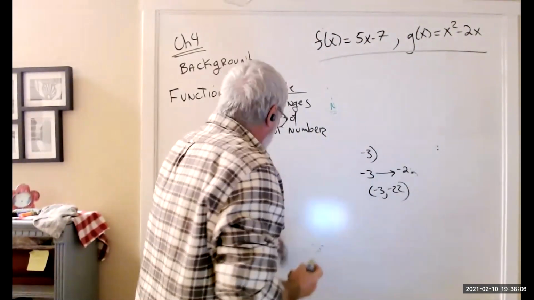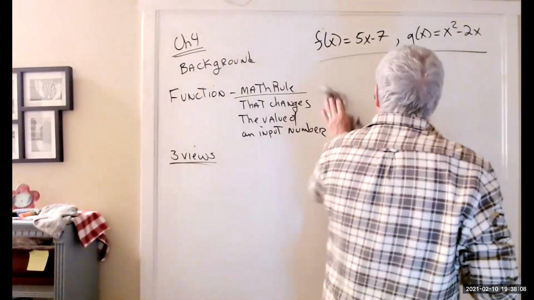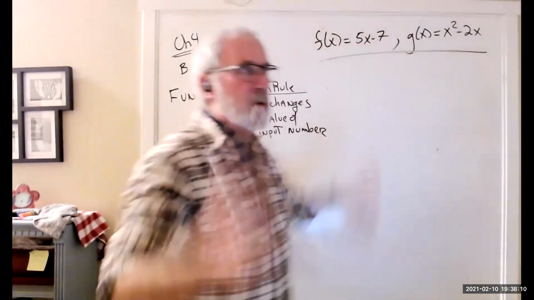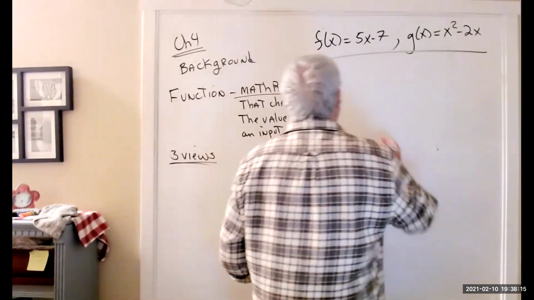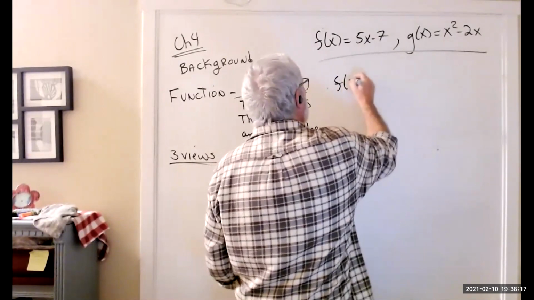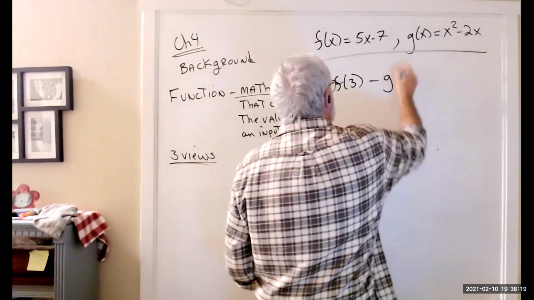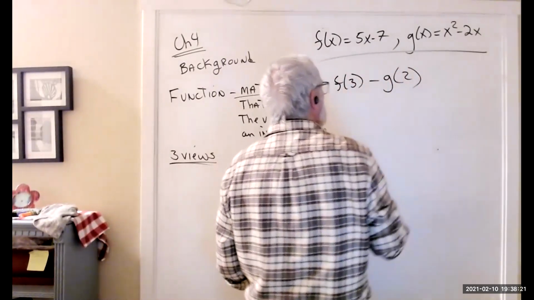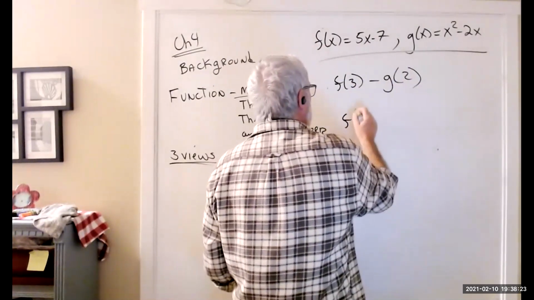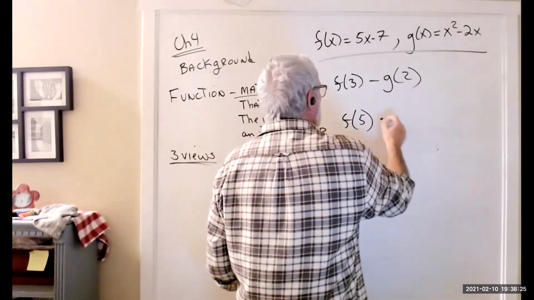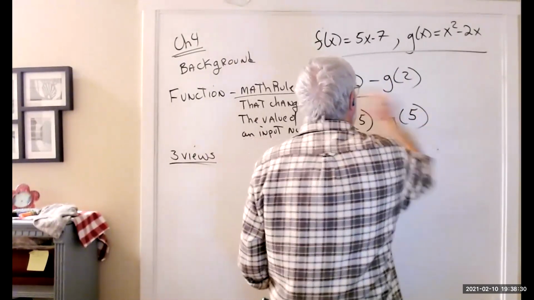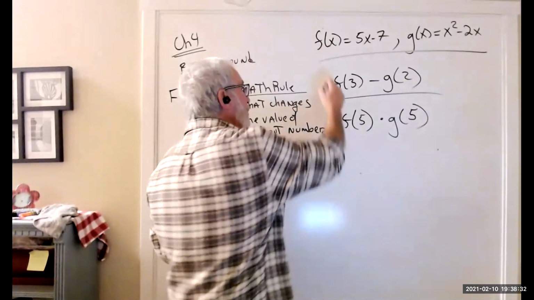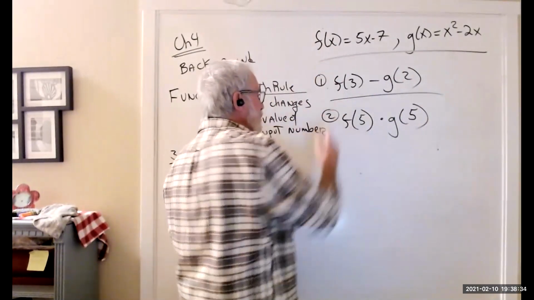In your homework, in the book, on the test, we just make up formulas just for the fun of it. So let's take a second. I want you to find f of 3 minus g of 2. And then I want you to find f of 5 multiplied by g of 5. So those are two totally different problems. This is problem number 1, problem number 2. We'll pause.